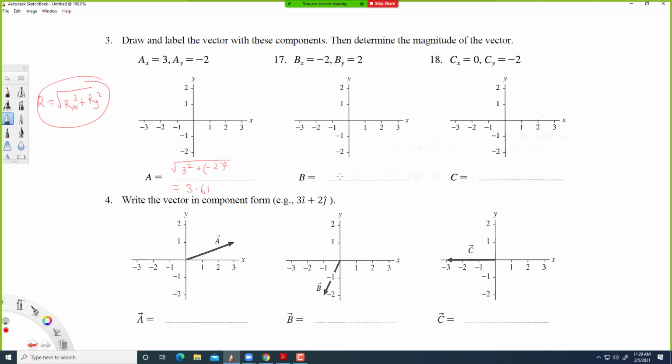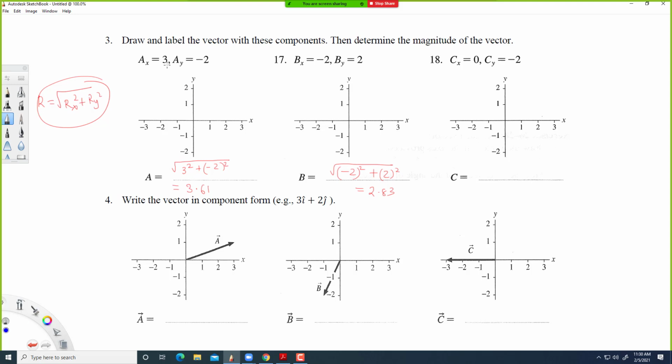Likewise here, it's negative 2 squared plus 2 squared, that is 2.83. And it's also asking you to draw and label the vector. Not just the magnitude, we also need to draw. So let me show you how we draw that.